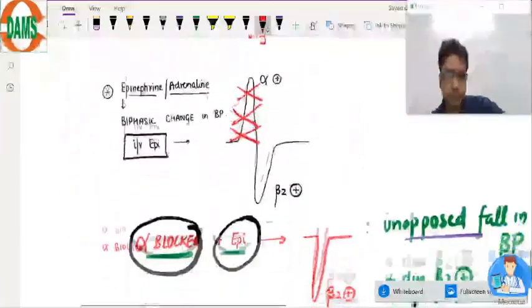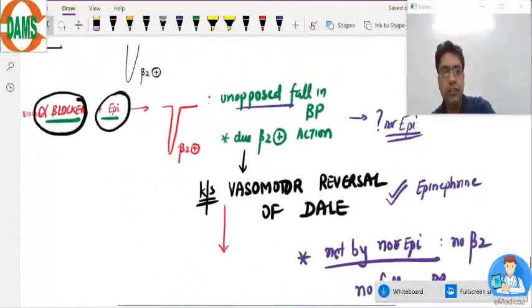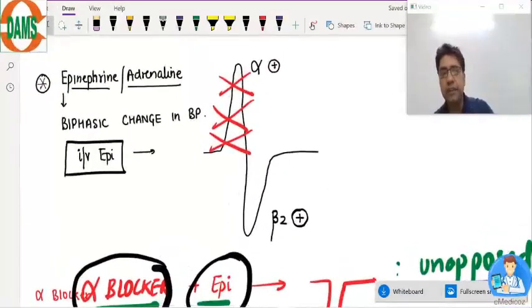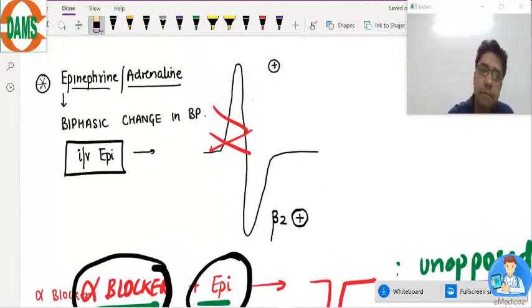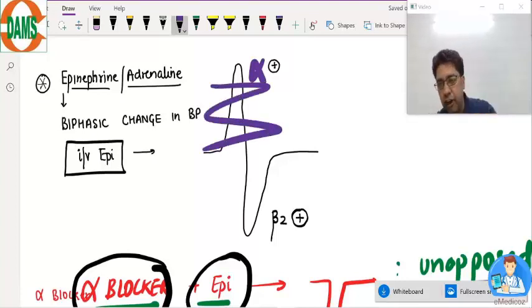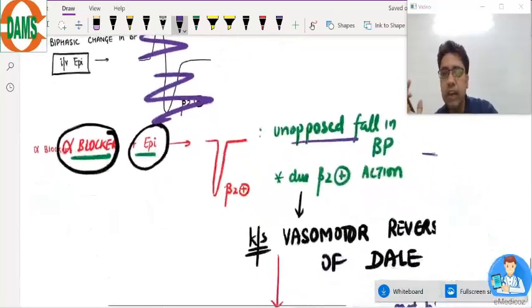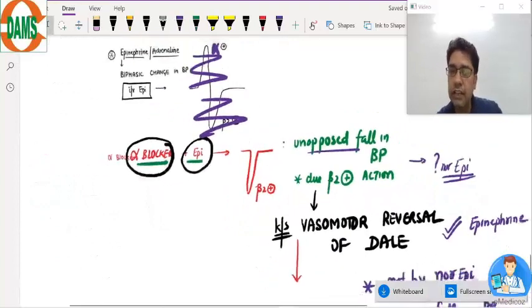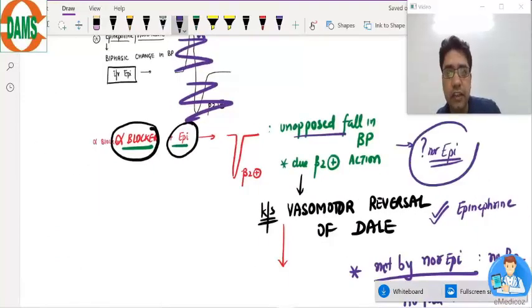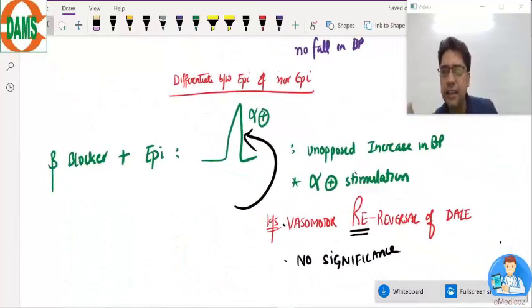Okay. Very good. Now, last point is, what is vasomotor reversal of Dale? For that, first we should know epinephrine shows biphasic response in BP. Biphasic means first there is an alpha stimulation, then there is a beta 2 stimulation. If you give an alpha blocker, there will be a fall in BP. If you give a beta blocker, there will be a rise in BP. This fall in BP is known as vasomotor reversal of Dale. It is shown by epinephrine but not by norepinephrine. Hence, it is used to distinguish, and reverse of it is beta blocker with epinephrine. It doesn't have much significance, and this completes our today's lecture.